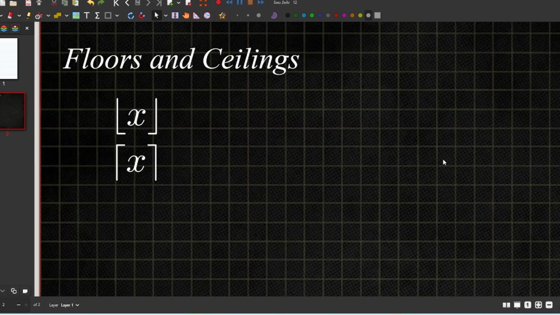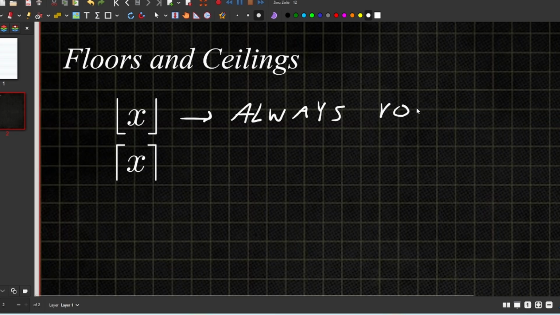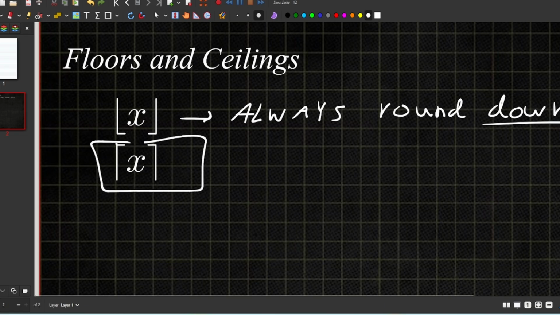Today we're gonna be focusing on floors and ceilings. Now, floors and ceilings only really have an effect on decimal numbers, and for integers it doesn't really do much. The first one we're going to be dealing with is this one right here, and this is the floor of x. It's kind of like brackets, except with the top little horizontal bars gone. And floors will always round down. After all this, you should have been able to recognize that this is probably the ceiling of x.